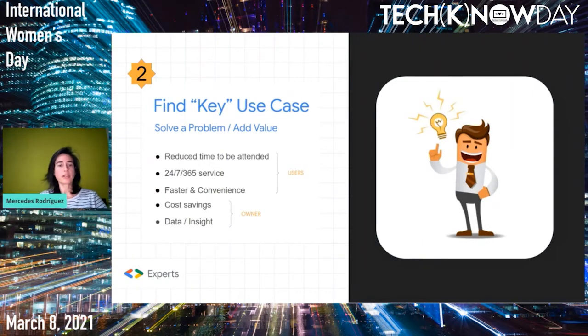The other option is to add some value for the owner. The most common is cost savings. For example, for big companies that have call centers, if the agent answers most of the repetitive questions, sometimes they can answer like 70 or 80% of the questions that are usually always the same.